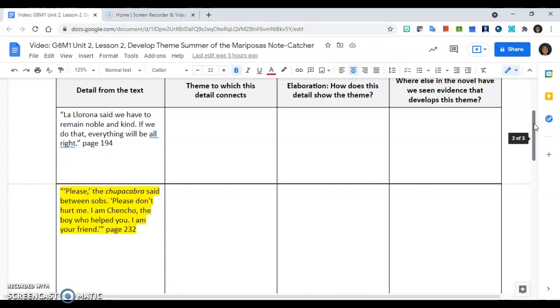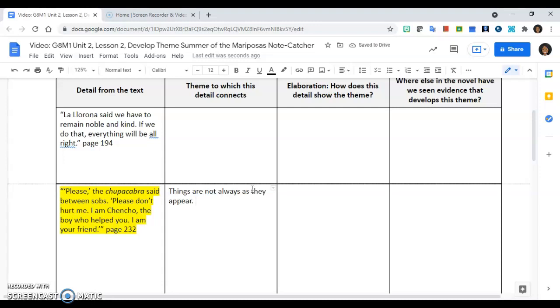The theme that we are going with for this particular one is that things are not always as they appear. Before, you may have heard it as looks can be deceiving, and that is totally fine as well, but we're gonna go with things are not always what they appear, especially since Chinko is the chupacabra at this point, and he is sad. So you're just gonna write that down. Things are not always as they appear.